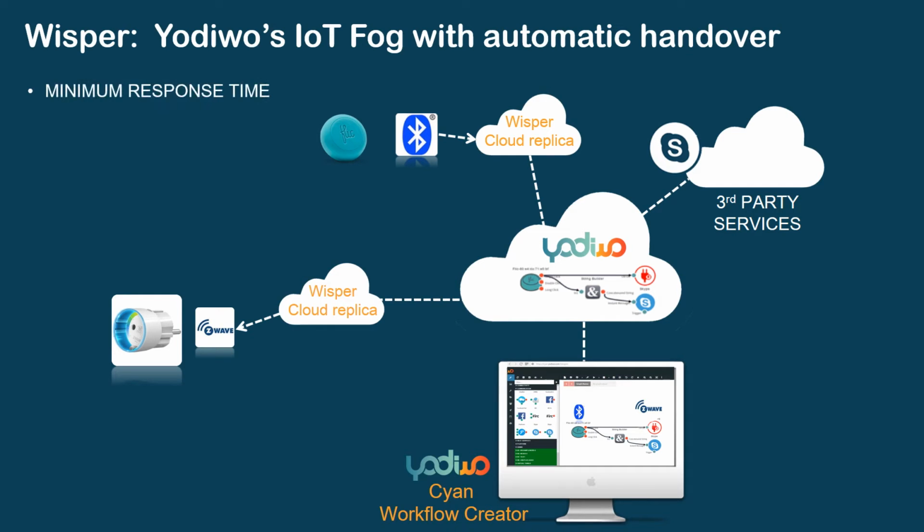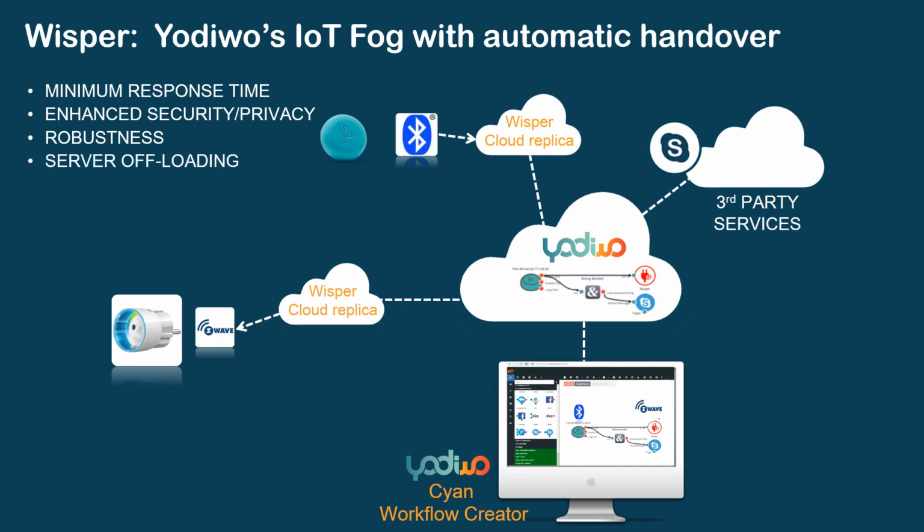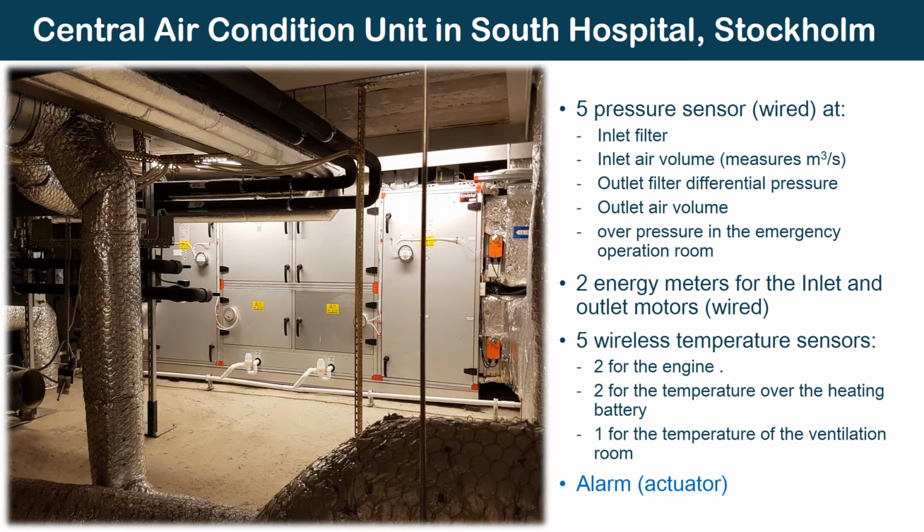Overall, with the use of Wisper, we achieve very short response time on events thanks to the local data processing of Wisper, enhanced security similar to what local clouds offer, robustness since even when the Internet link is broken or it is not good, part or the whole functionality will keep running on the Wisper devices, server offloading which minimizes cloud resources and transfers of high data volume, and cost reduction with the elimination of hubs thanks to the integration capabilities of Wisper.